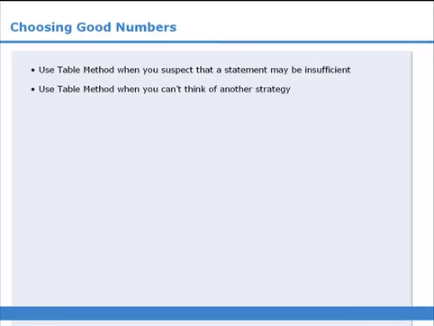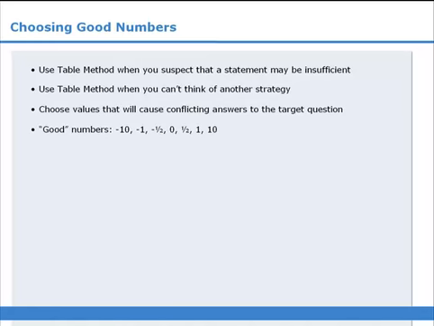So, to summarize, the table method can be useful if you suspect that a statement may be insufficient. If you aren't sure how to solve a data sufficiency question, the table method may help provide some insight into whether or not a statement is sufficient. When using the table method, your goal is to choose values that cause conflicting answers to the target question. When looking for good numbers to use in your table, consider these ones. And finally, be sure to adhere to any restrictions regarding the numbers you are allowed to use.